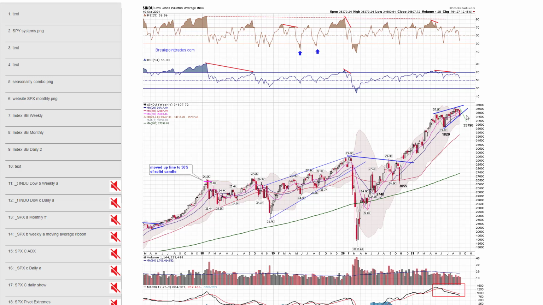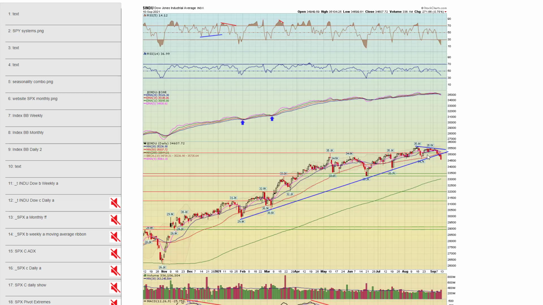Now, on a longer term basis, if you eventually break symmetry, it would require a pullback larger than this. That would set up for potentially a much larger correction on a symmetry break. But clearly, we're nowhere close to that. We've just started pulling back here. So this would be your potential target of the wedge. Okay. Next.